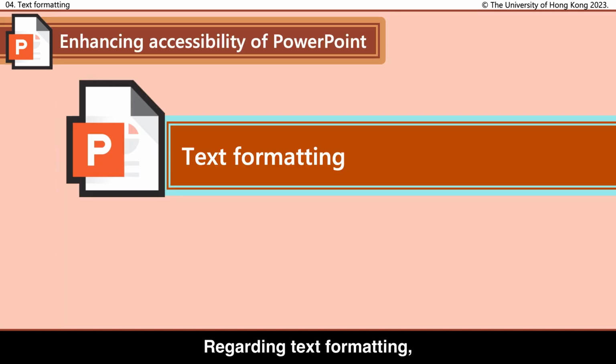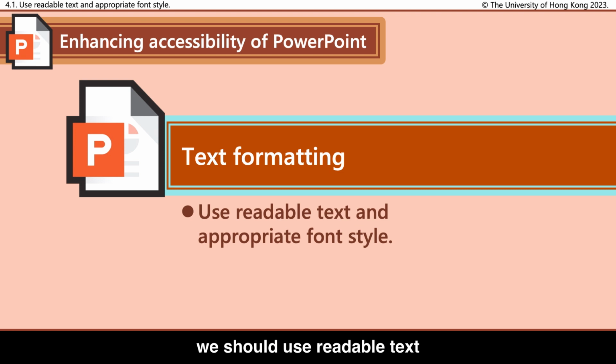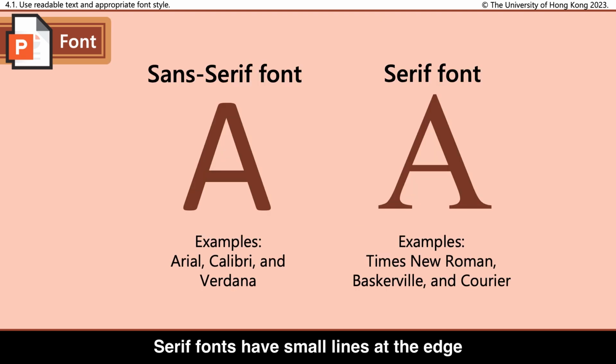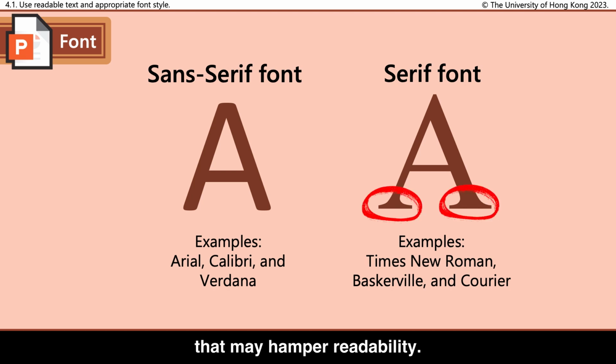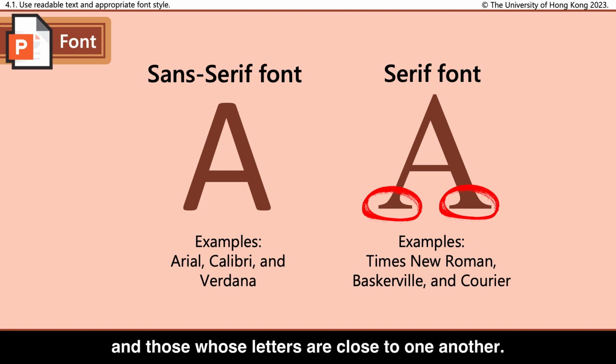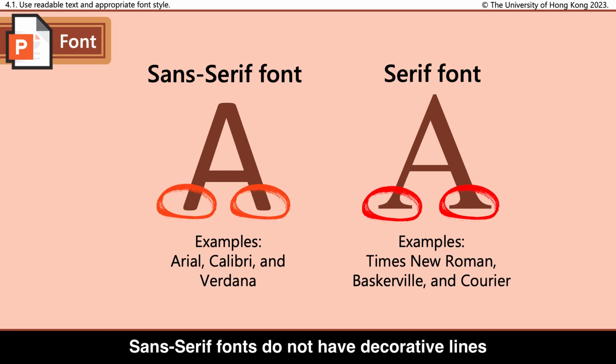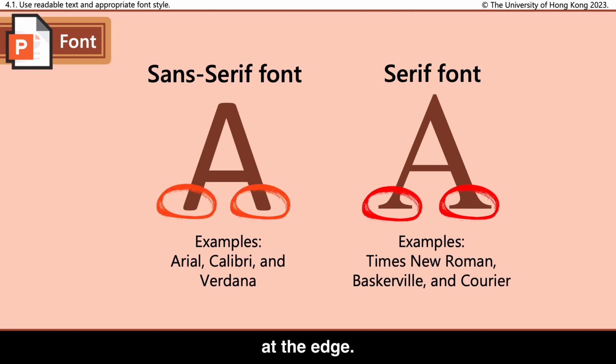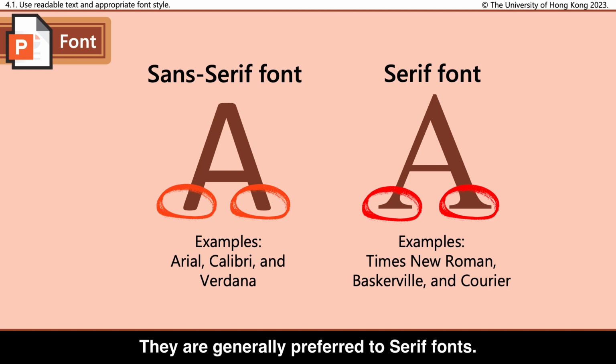Regarding text formatting, we should use readable text in appropriate font style. Serif fonts have small lines at the edge that may hamper readability. Some users, especially people with dyslexia, might find it hard to read decorative fonts and those whose letters are close to one another. Sans serif fonts do not have decorative lines at the edge. They are generally preferred to serif fonts. Examples are Arial, Calibri, and Verdana.